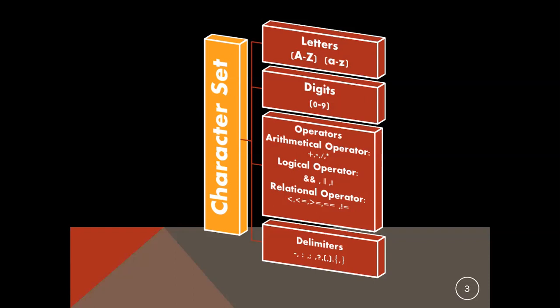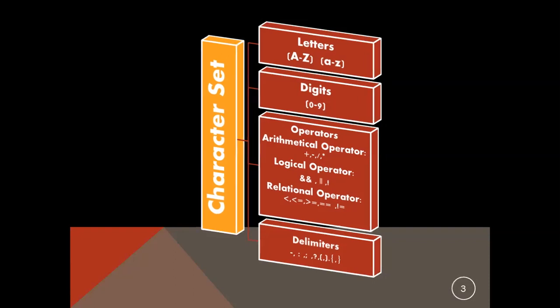Lastly, delimiters or separators: comma, colon, question mark, bracket, these are all known as delimiters. Again, we are going to learn in detail about delimiters in the chapter.